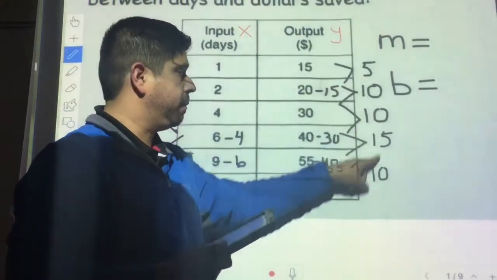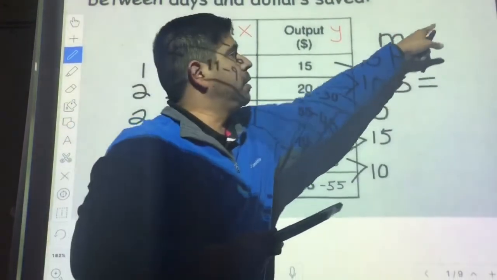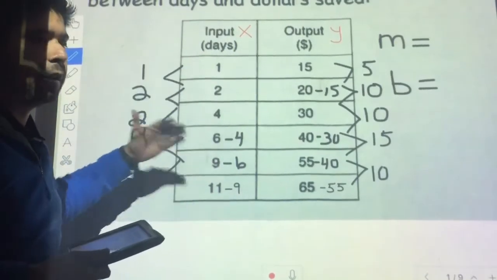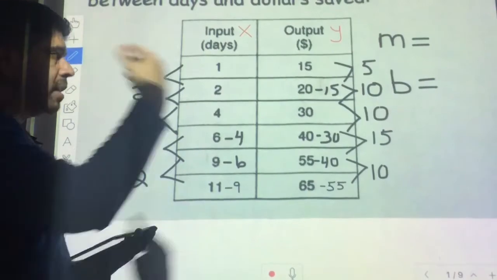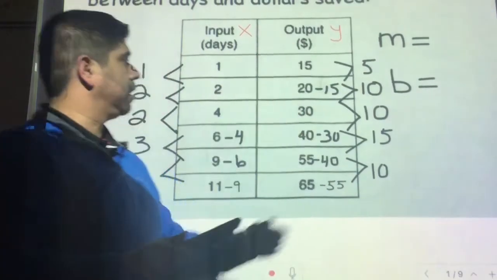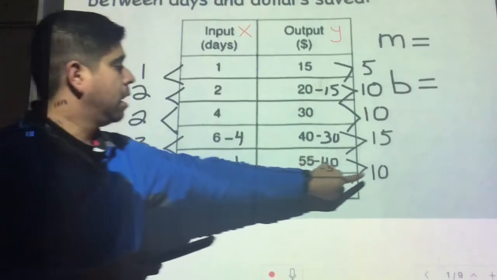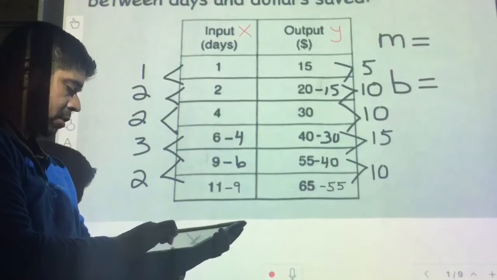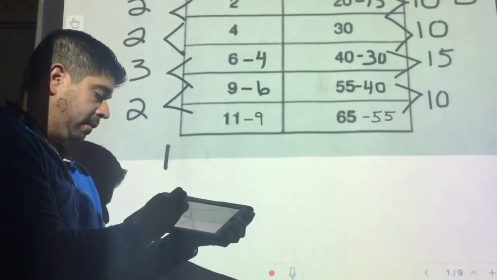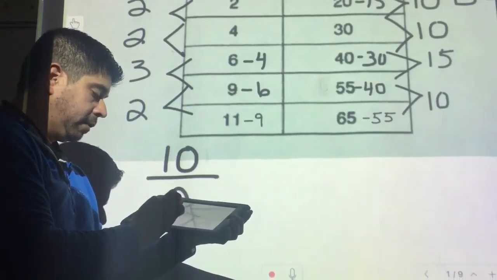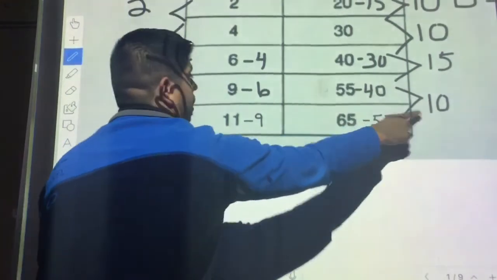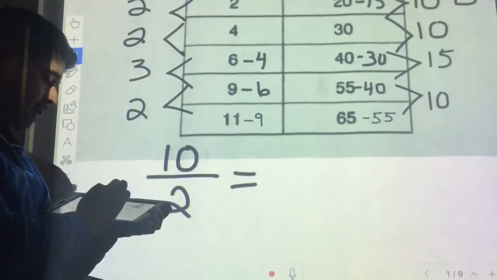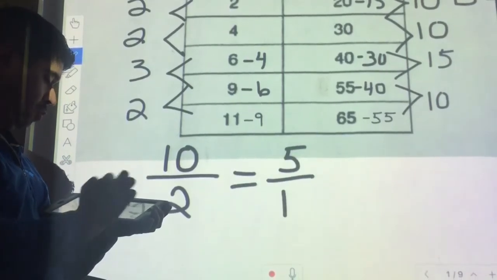Now if all these numbers were the same, I would put this number here as my numerator on top of these numbers here, if they were all the same, as my denominator to get my slope. But that's not the case here. My table just kind of skips around and jumps. So all I need to do is put this 10 over this 2. I got that from here and here. 10 over 2 reduced is 5 over 1.